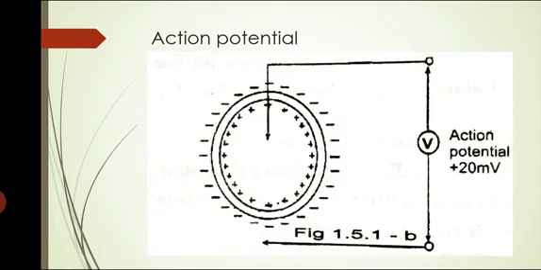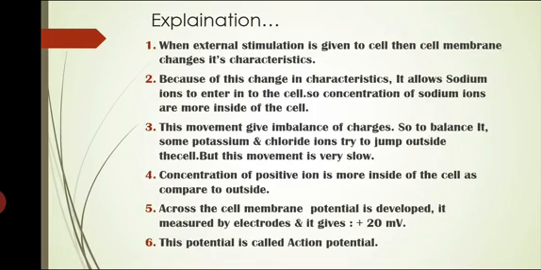Now we will see the action potential of the cell. When external stimulation is given to the cell, the cell membrane changes its characteristics. Because of this change, it allows sodium ions to enter into the cell. So the concentration of sodium ions is more inside of the cell. This movement gives an imbalance of charges. So, to balance it, some potassium and chloride ions try to jump outside of the cell.